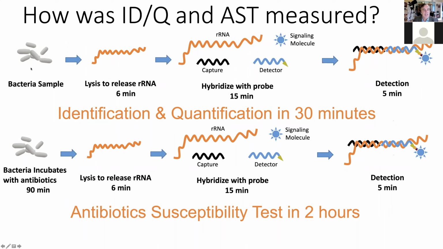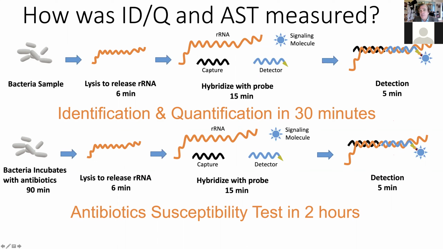I have my bacteria sample. I do the lysis to release the RNA. And you know the lysis already, right? That was my example. You use that magnet oscillating, magnets that cause that disc to oscillate. And in 6 minutes, we release the ribosomal RNA.